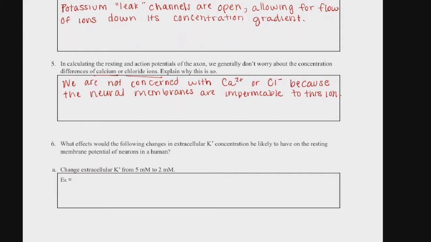Alright, the last question on this page, and we'll follow it up on the next page. We're working on 6. So, what effects would the following changes in extracellular K plus concentration be likely to have on the resting membrane potential of neurons in a human?